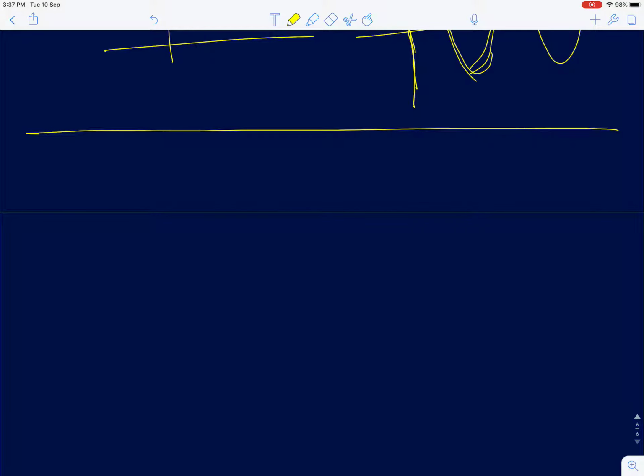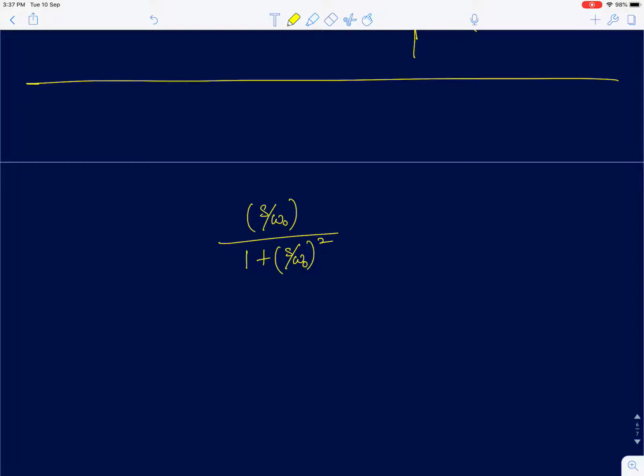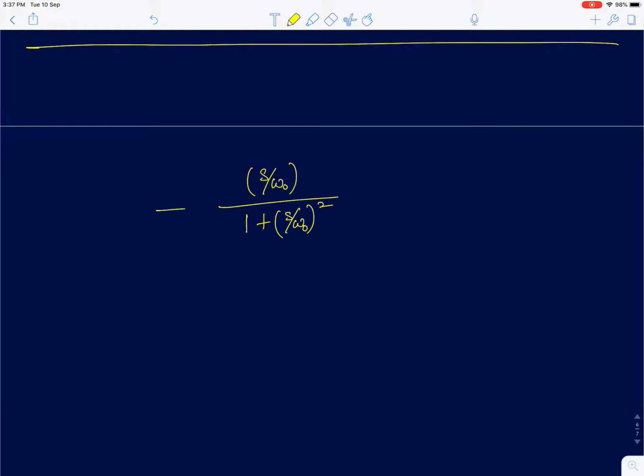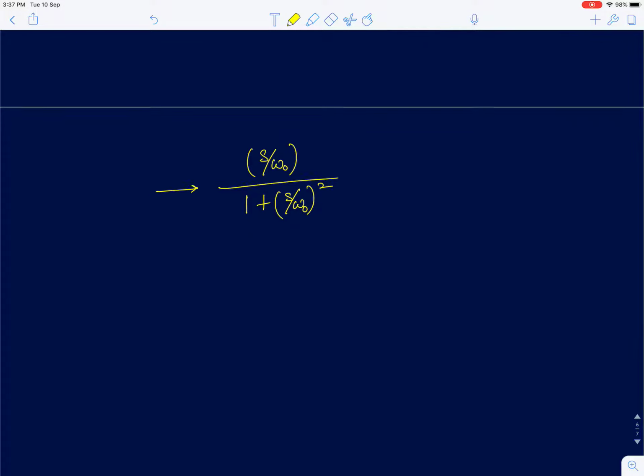So the third transfer function is what we call the band pass transfer function, which is of this type. Now for you to get a band pass transfer function, you need the function to have 0 gain at DC and 0 gain at infinite frequencies.